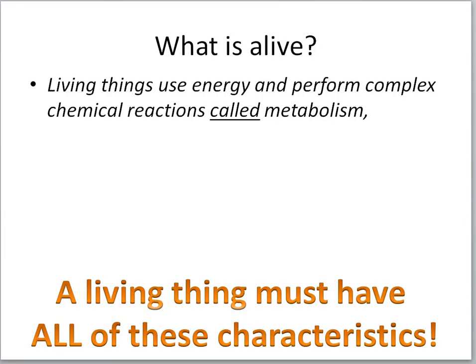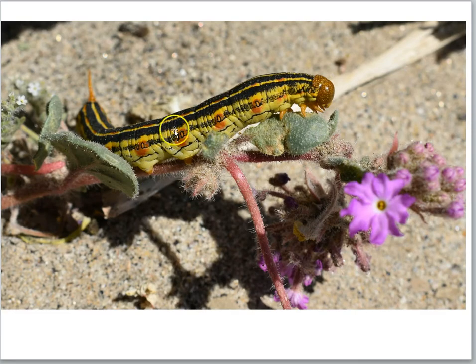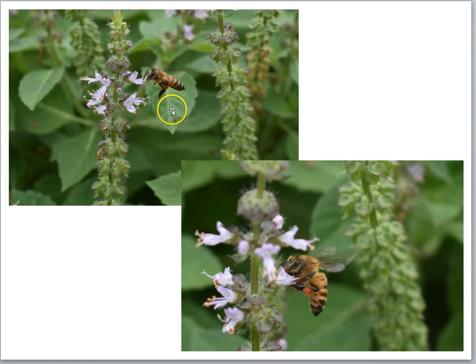Living things use energy and perform complex chemical reactions called metabolism. For example, the caterpillar here is eating the leaf. Right? So the leaf is a source of energy for the caterpillar. And the complex set of chemical reactions that go on in the caterpillar to keep it alive, we call that metabolism. The bees here in these pictures are getting a source of energy from the pollen and nectar from flowers.